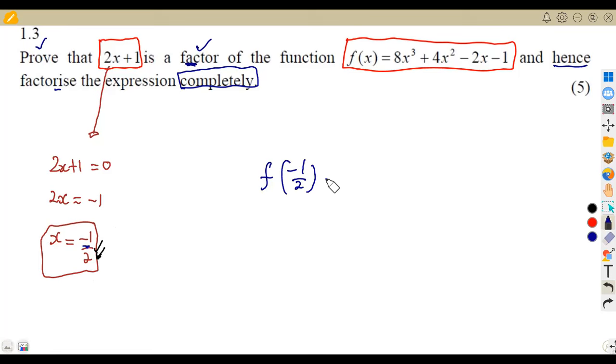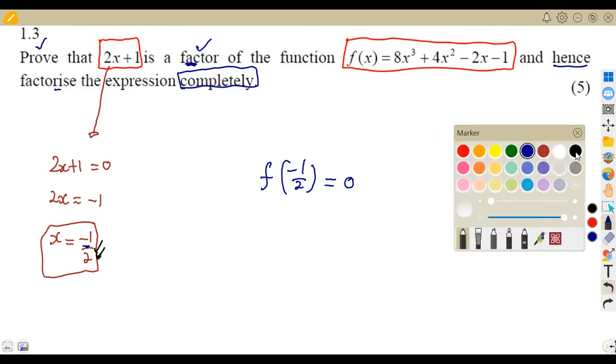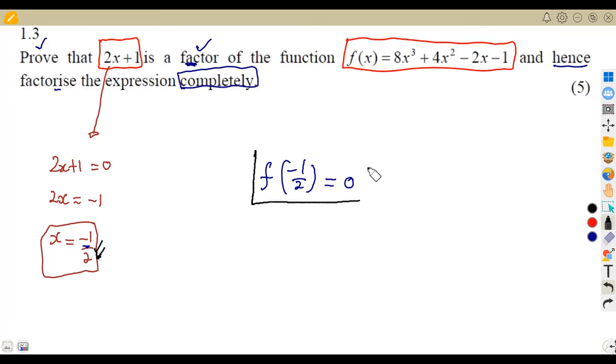It must be equal to what? It's equal to 0. Exactly. It must be equal to 0. If it's fully a factor, then it must be equal to 0. So when they are saying prove, this is what you're supposed to prove.